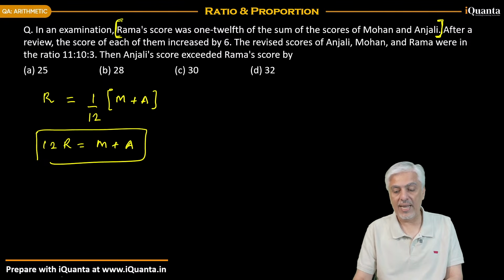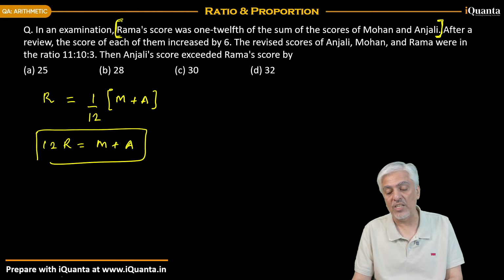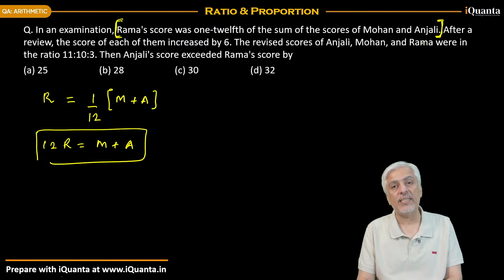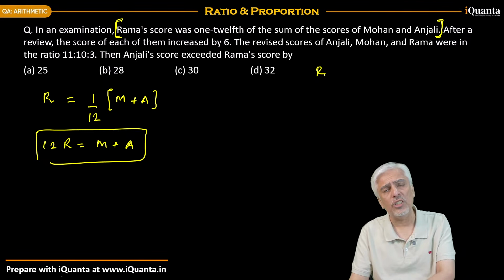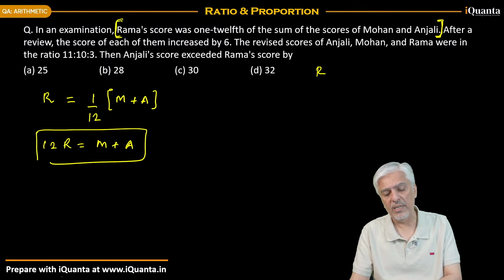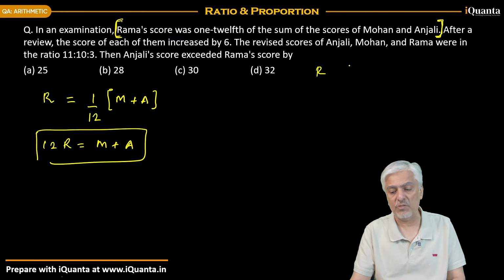And now the revised score of Anjali, Mohan and Rama were in the ratio 11, 10, 3. Now pay attention very carefully. I have forgotten the first part. I'm not even using the first part. It is there for me. I will use it in the second half of the sum. What are the revised scores?